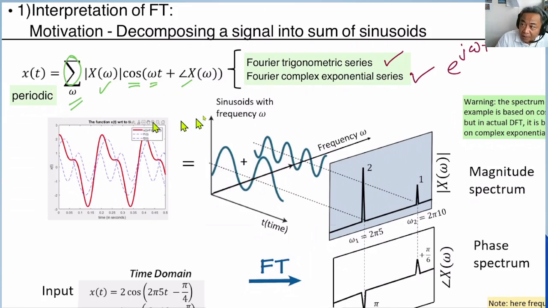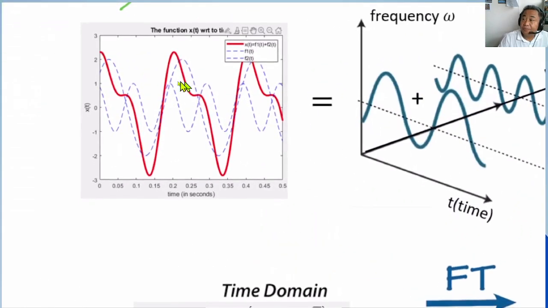But the take-home message now is this. x of t, if it's periodic, can be represented as scaled versions of cosines with the respective phase shift. Now, let's have one example here. Let's have this example, this red guy here.